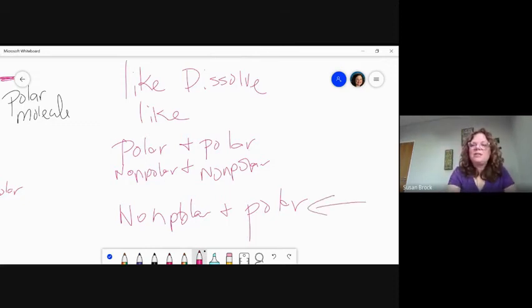Well, that's what this is. When you put a nonpolar molecule and a polar molecule together, they will not dissolve because they are not alike.